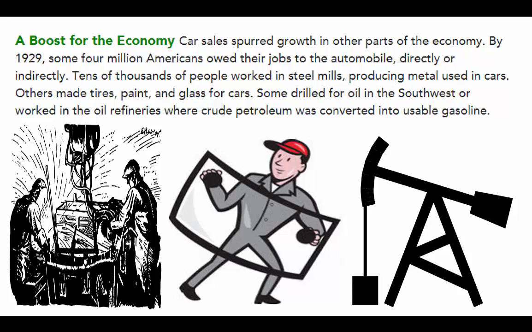A boost for the economy. Car sales spurred growth in other parts of the economy. By 1929, some 4 million Americans owed their jobs to the automobile, directly or indirectly. Tens of thousands of people worked in steel mills, producing metal used in cars. Others made tires, paint, and glass for cars. Some drilled for oil in the Southwest or worked in the oil refineries where crude petroleum was converted into usable gasoline. Question 8. By 1929, 4 million Americans owed their jobs to the automobile.